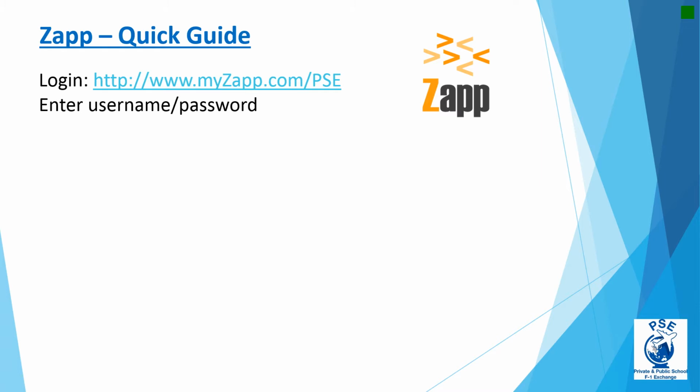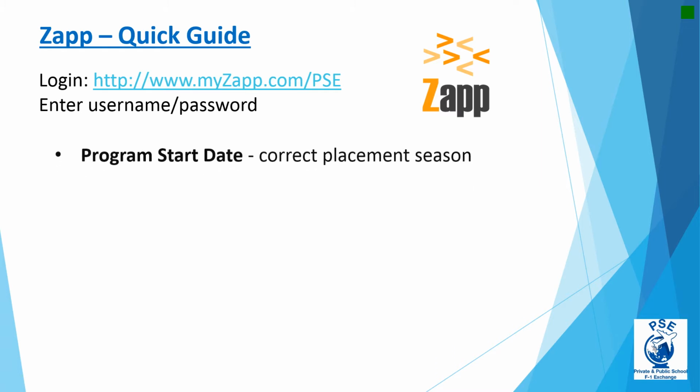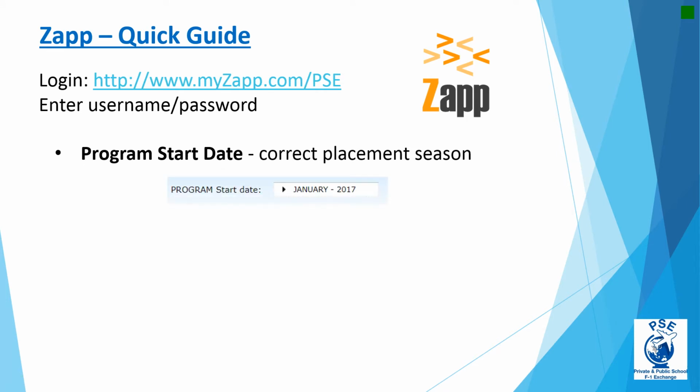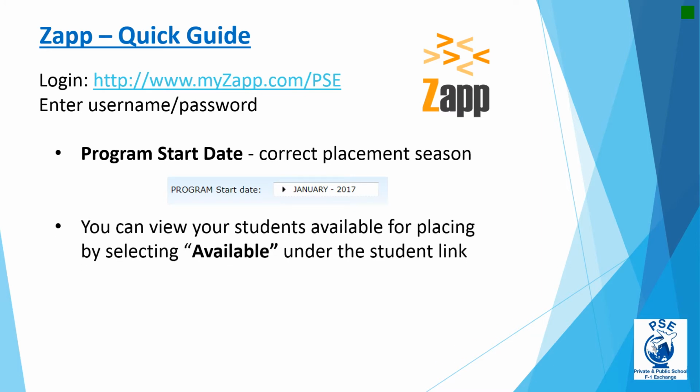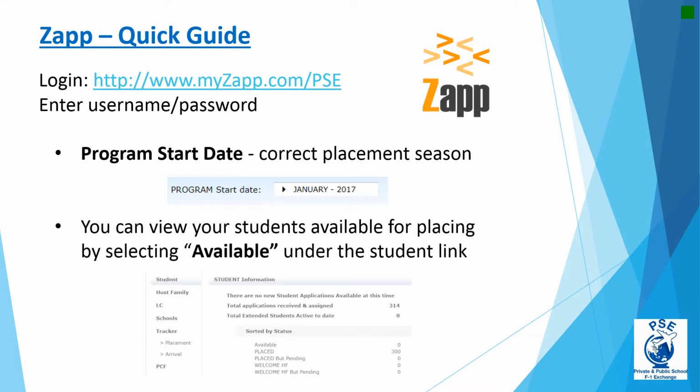You'll need to enter your username and password. Always ensure that the program start date is set to the correct placement season, for example, January 2017. You can view your students who are available for placing by selecting Available under the student link.